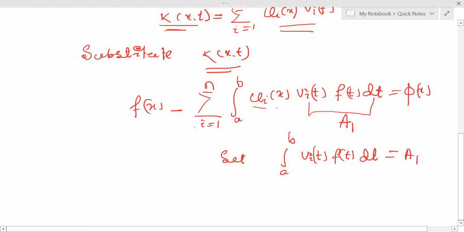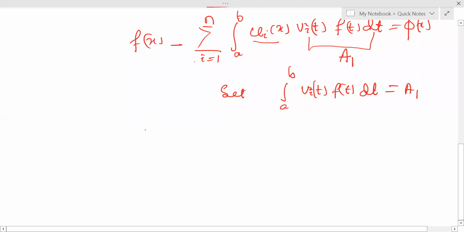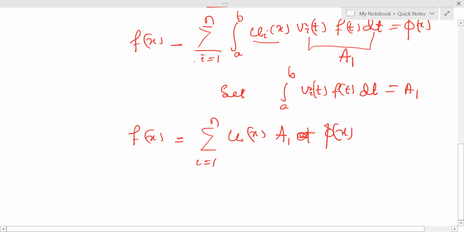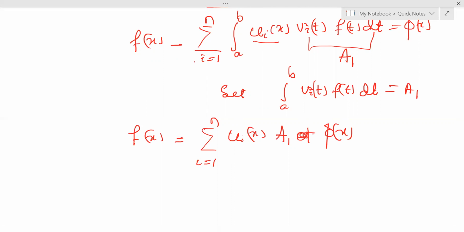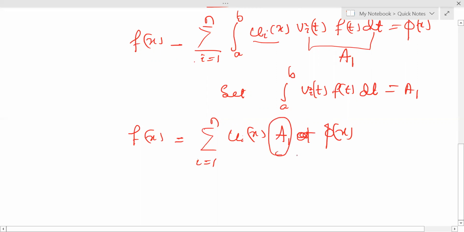Then check what equation is produced here. Now the value becomes f(x) is equal to the summation i equal to 1 to n of a_i u_i(x) plus phi of x. The constants a_i are still to be determined, and by substituting we will determine these values.